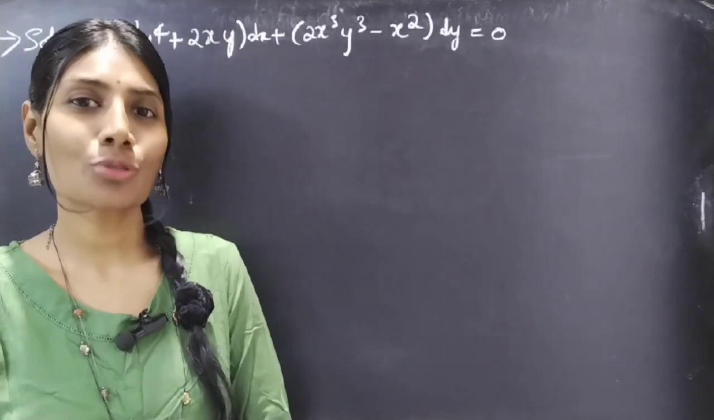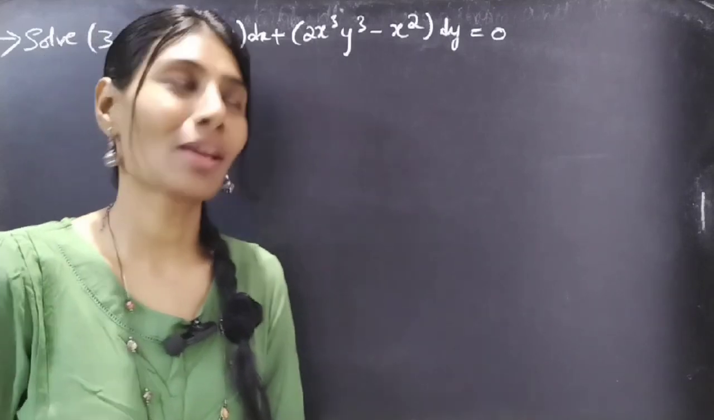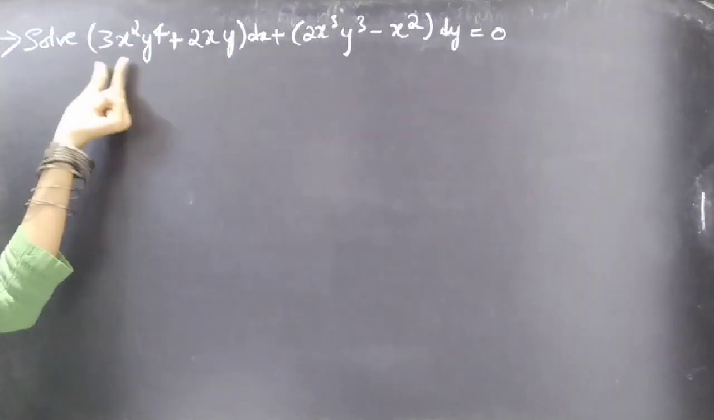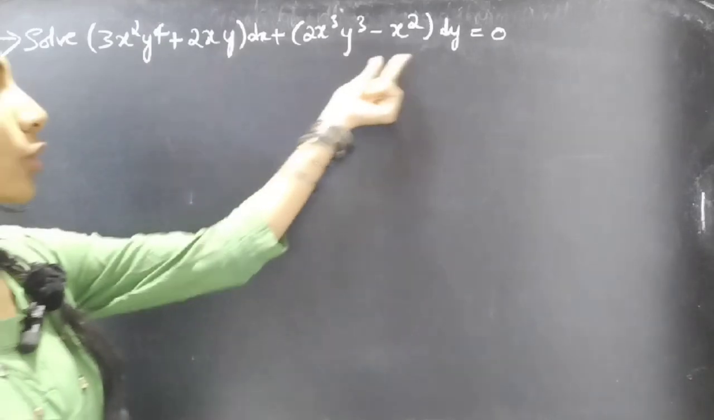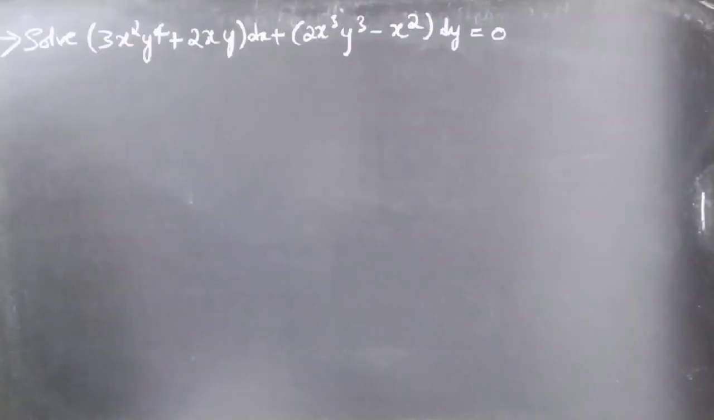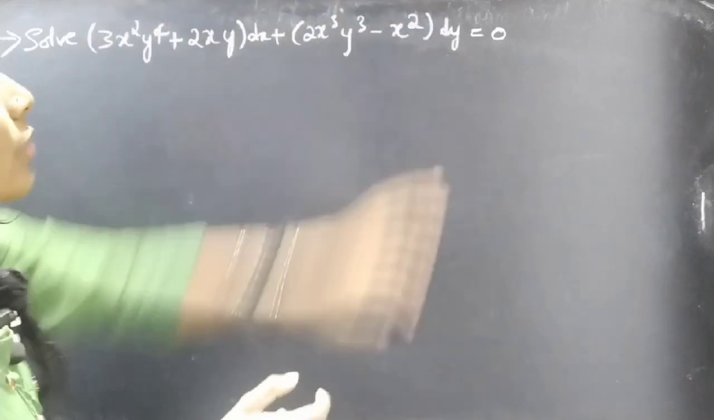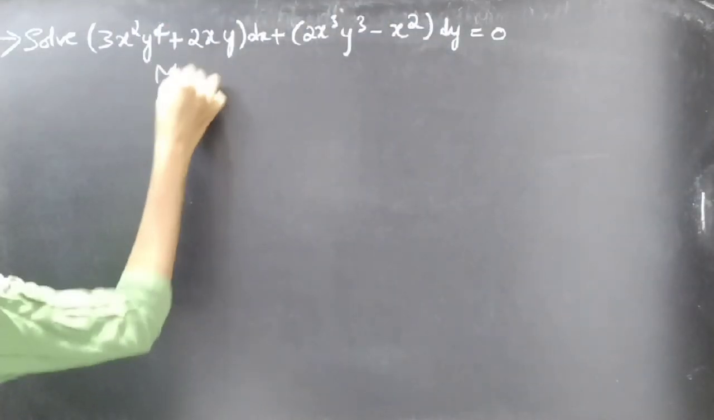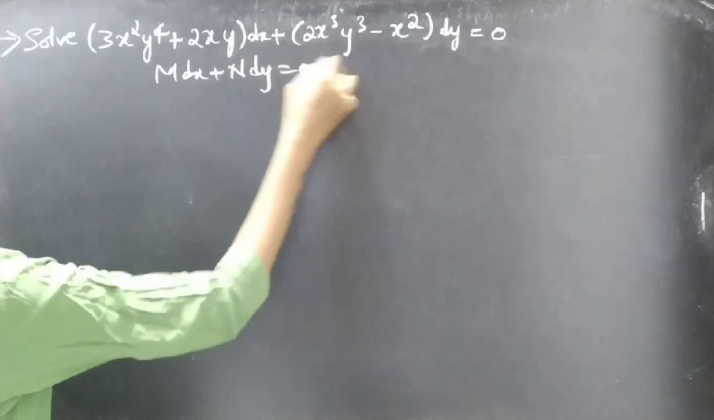In this video, we're going to solve a differential equation using integrating factors. So let's get going. Problem: solve (3x²y⁴ + 2xy) dx + (2x³y³ − x²) dy = 0. So we are given a differential equation of Mdx + Ndy = 0 form, right? Mdx + Ndy = 0 form.